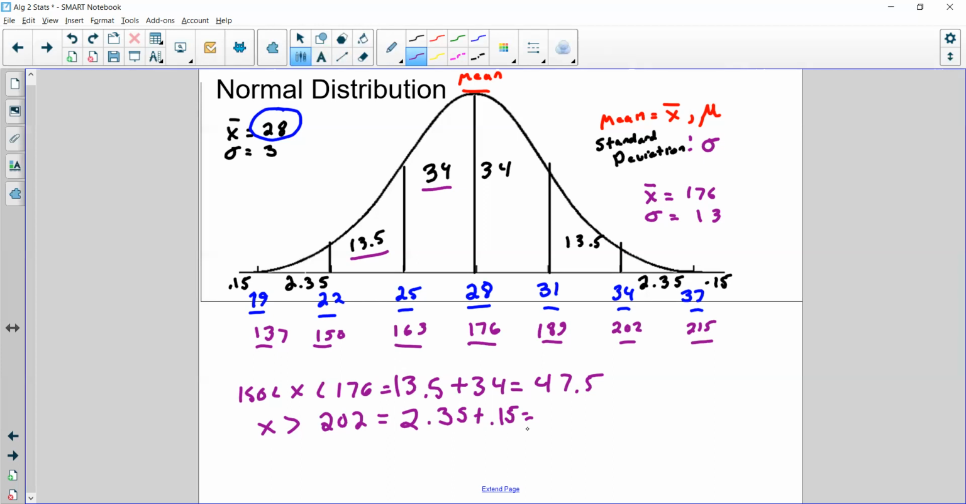X bigger than 202. I put my finger at 202, and then I go bigger. So that's to the right. So this plus this, which is 2.5. Wait, now what do I know? What's the thing you want? I'll give you a fresh one, okay? Let's do a fresh one. 163 is less than X, which is less than 189.